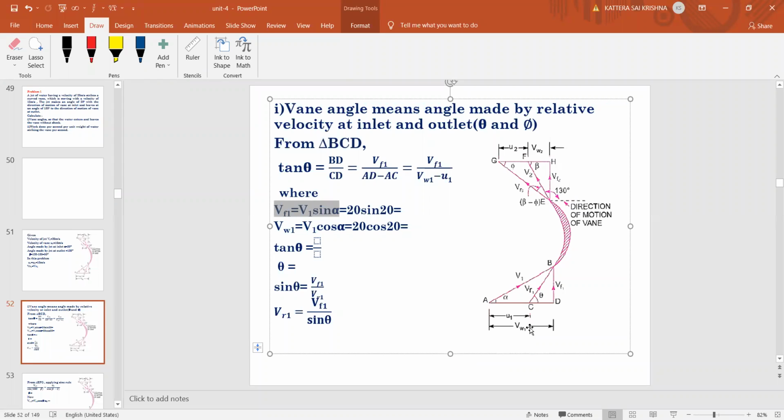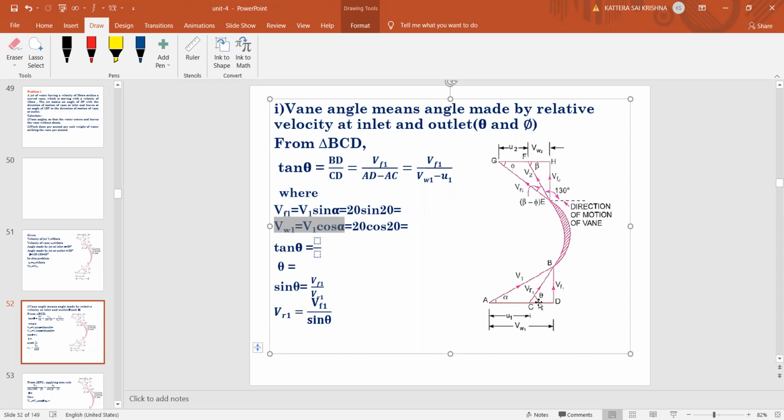Next, VW1 we can also find, that is V1 cos alpha. So VW1 equals V1 cos alpha. U1 and V1 are already given in the problem. So the only thing we don't know here is the length VR1, which we are going to find, as well as theta, which we don't know.